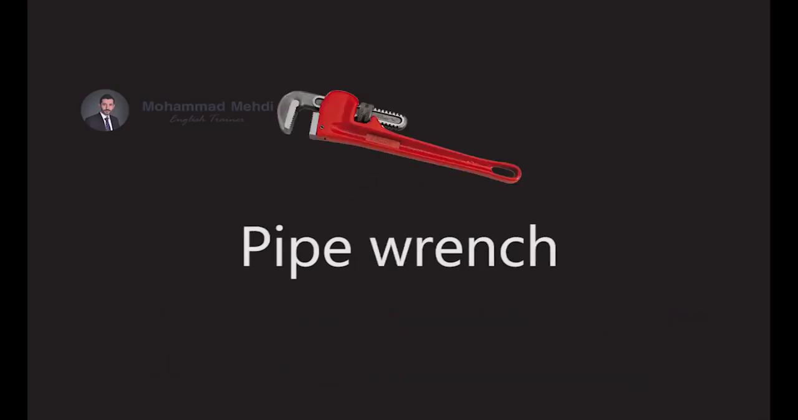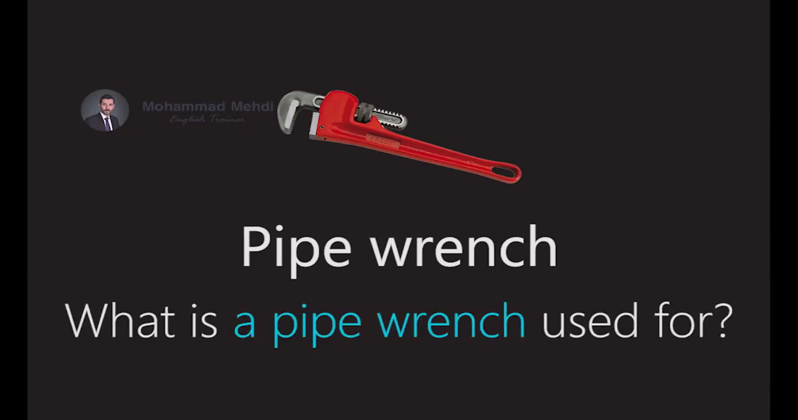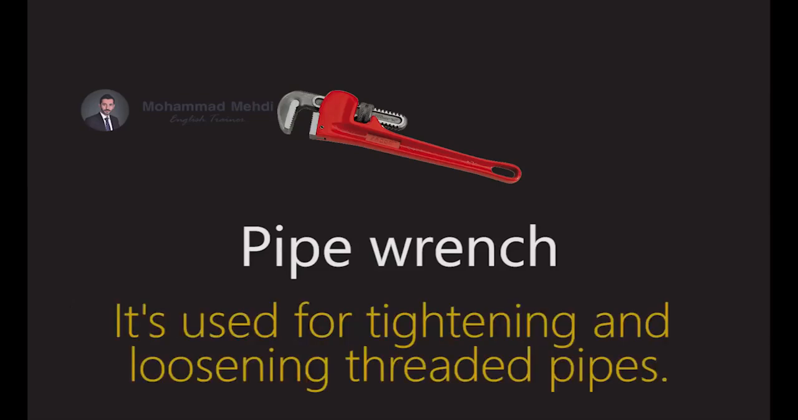Pipe wrench. What is a pipe wrench used for? It's used for tightening and loosening threaded pipes.